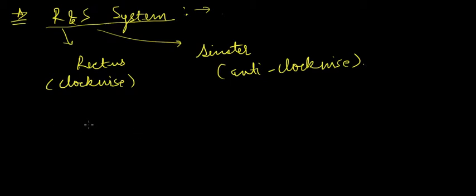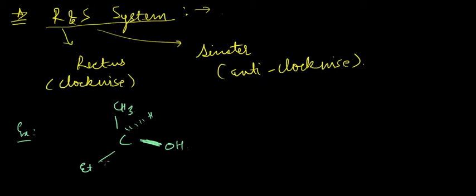So let me draw an example for the same. So if we have carbon, OH, H here, CH3 and Et. So let us actually number the groups attached to the carbon atom based on the priority rule. Okay, so this would be the first priority, second priority would be Et, third would be CH3, and obviously fourth, there is no need to mention the fourth one.